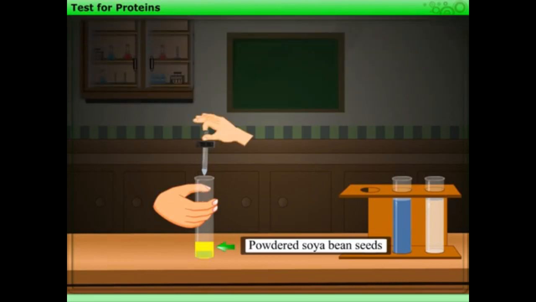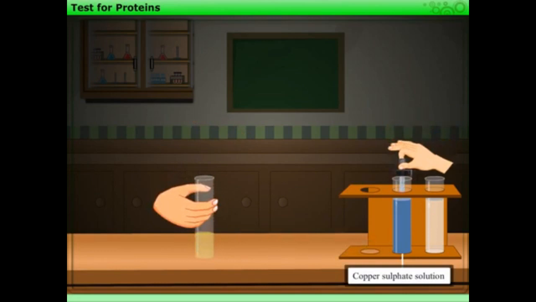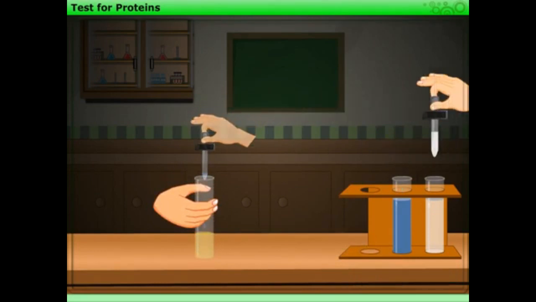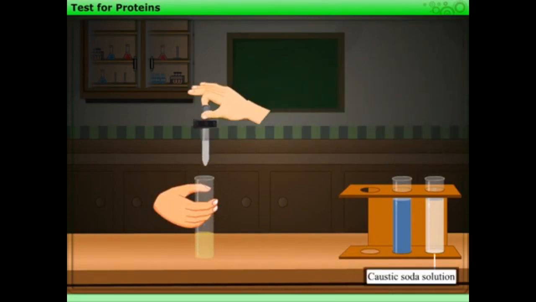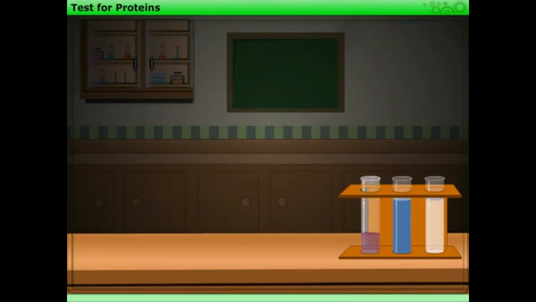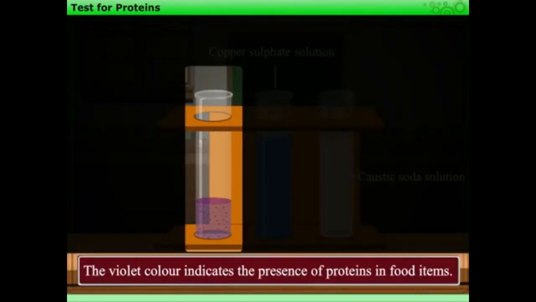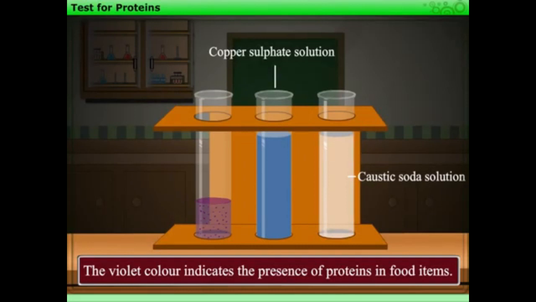Add 10 drops of water to it and shake the test tube. Now add 2 drops of copper sulfate solution and add 10 drops of caustic soda solution to it. Shake the test tube well and let it stand for a few minutes. You will observe that the content of the test tube turns violet. The violet color indicates the presence of proteins in food items. Similarly, you can check other food items also.